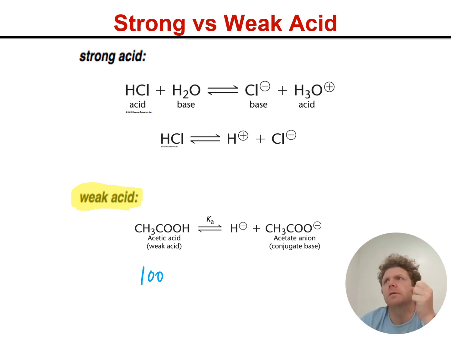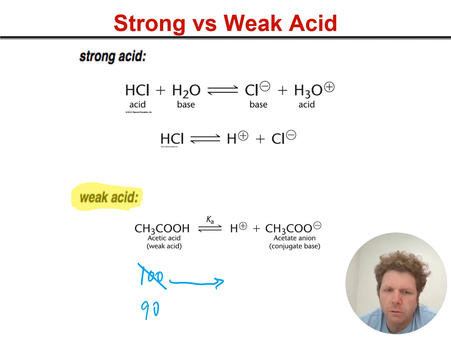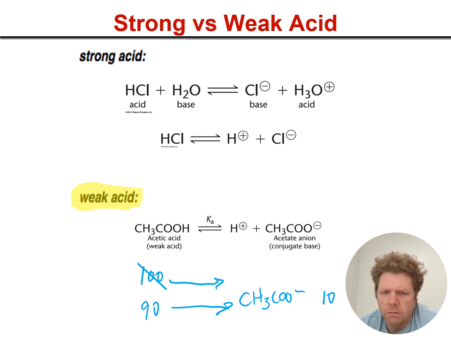Let's just say I give this reaction 10 minutes to reach equilibrium. Well, after 10 minutes, I'm still probably going to have about, rather than 100, about 90 molecules of acetic acid. But then what do I have over here? Well, I've probably got about 10 CH3COO minus, 10 of these, and then I've got 10 hydrogen ions.